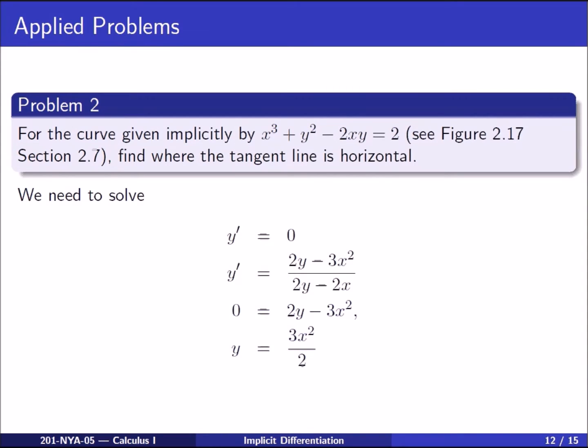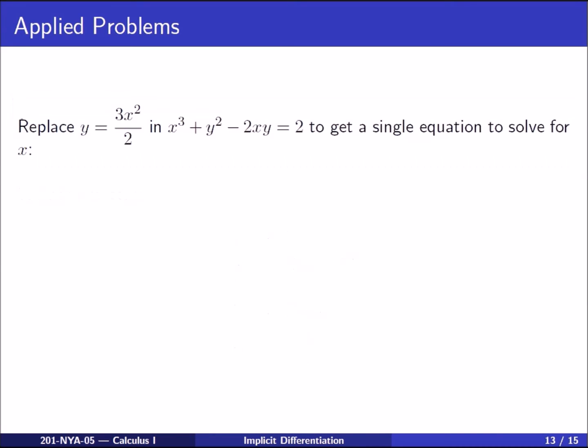Solving for y in this equation, we get that 2y is 3x squared, so y is 3x squared over 2. So that means that any point where the tangent line is horizontal has a y-coordinate which is 3x squared over 2, so 3 times the x-coordinate squared over 2. We can use the expression y equals 3x squared over 2 and replace y in the equation of the implicit curve to get an equation for x only.